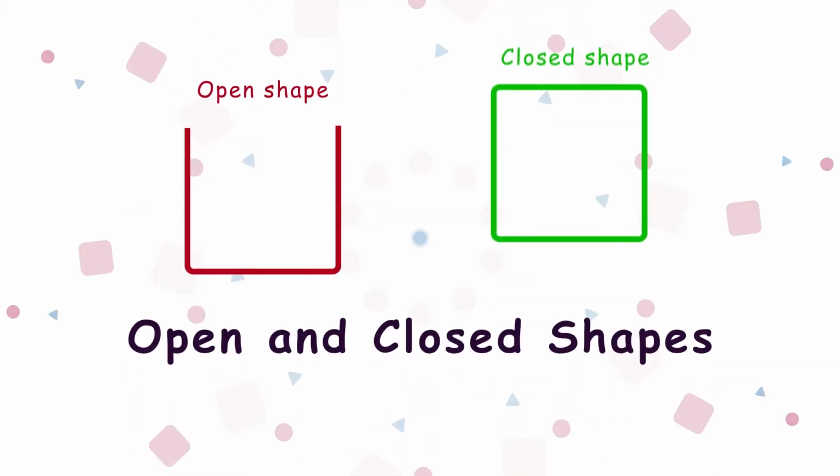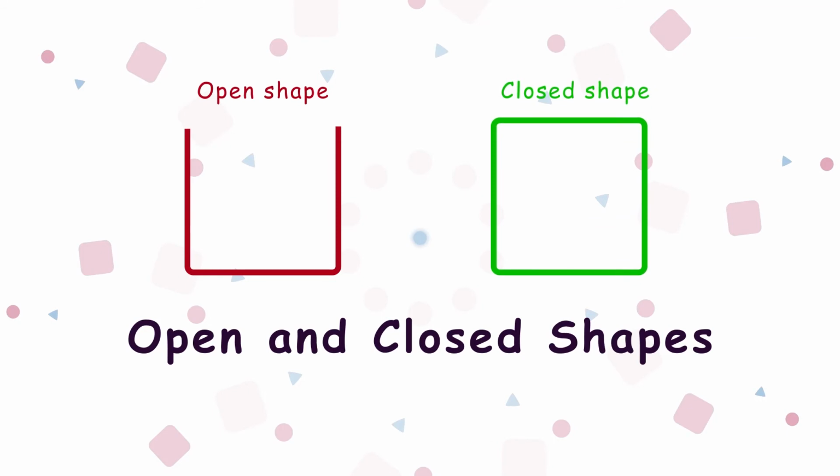Open and closed shapes. Shapes can be closed or open. At the left hand side we have an open shape, and this is because one of its sides has been removed. And at the right we have a closed shape. And why is this called a closed shape? It's because all its sides are joined together.